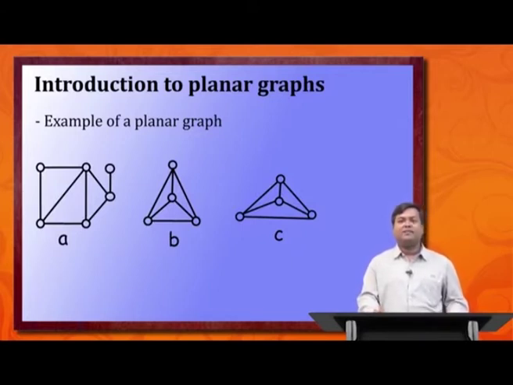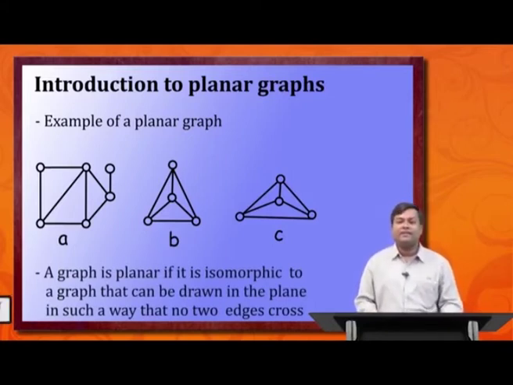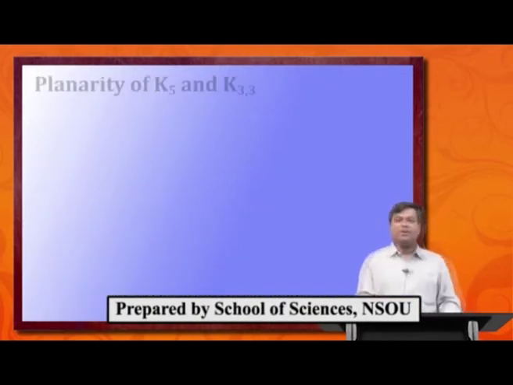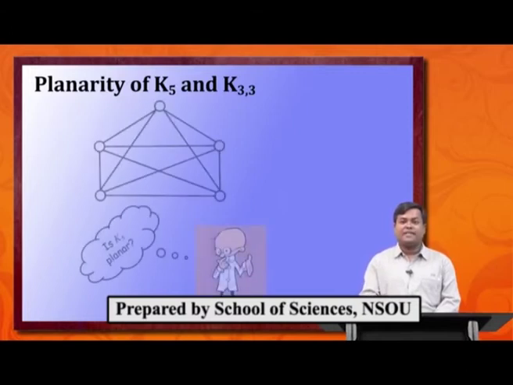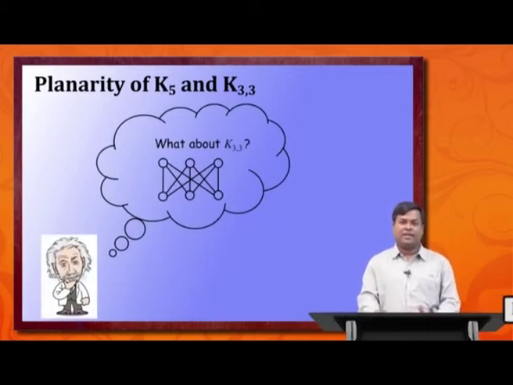So we can redefine the planar graph concept like this: a graph is planar if it is isomorphic to a graph that can be drawn in the plane in such a way that no two edges cross. Now we need to discuss the planarity of K5 and K33. These are the basic building blocks of planar graph. These are very important, because based on the planarity of K5 and K33, we will conclude a lot of things about other non-planar graphs. So is K5 planar? That is the question. Is K33 planar? That is another question.